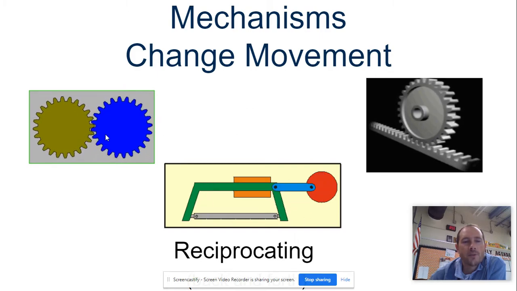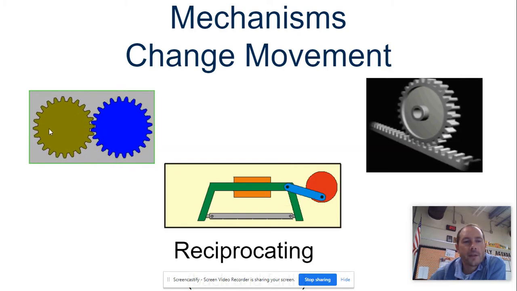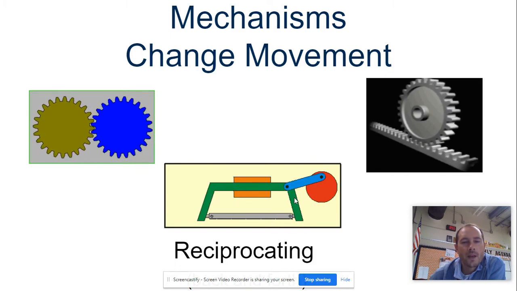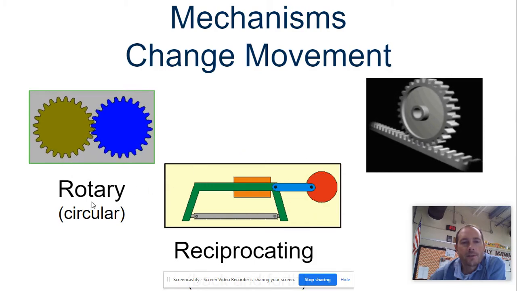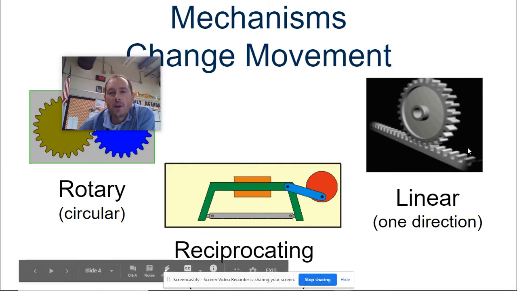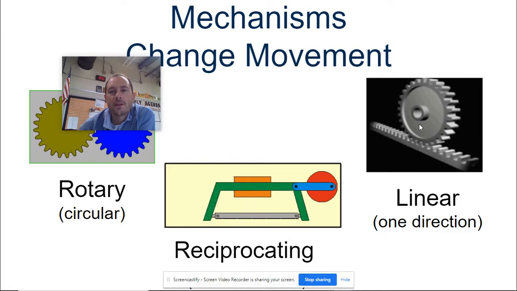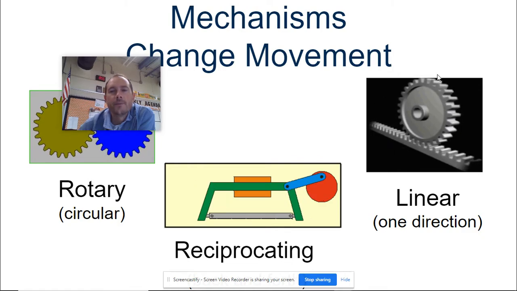Okay, mechanisms change movement. We got different types of movement here. This kind of movement here is going around in a circle, round and round, and the way I remember that, round means rotary, or to turn. Reciprocating is going back and forth. And then there's rotary, circular, reciprocating, back and forth. And then linear is going in just one direction. So it's like reciprocating, except reciprocating is back and forth. Linear is just, see, this is the input, which is the round gear, and it's making this rack gear go in one direction, linear.